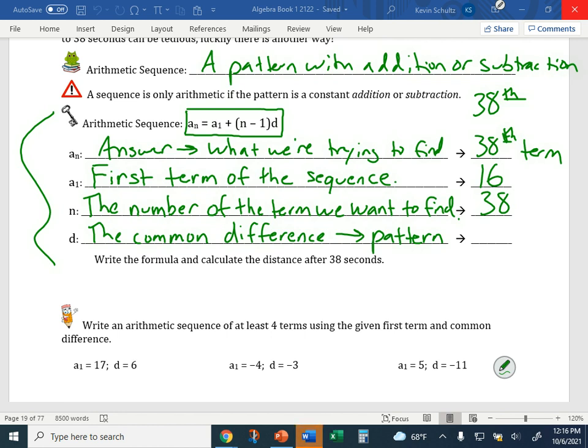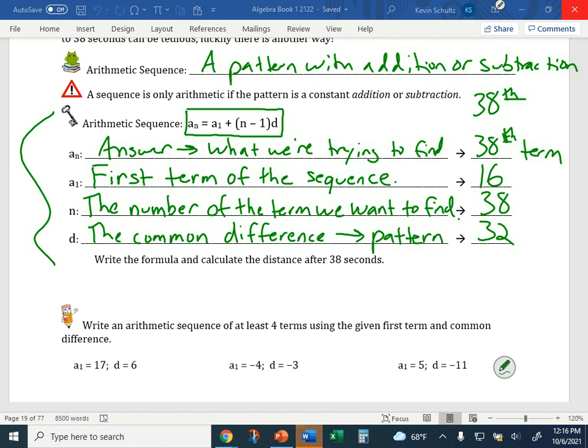The common difference, so now instead of stop talking, I say stop signing, okay? Which is the pattern, which for our example up above was what? What was the pattern? Leah? Yes. Add 32. And because we're adding 32, we're going to make that 32 positive. If we'd been subtracting 32, it would be negative.